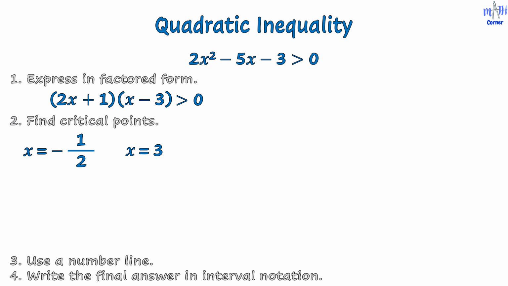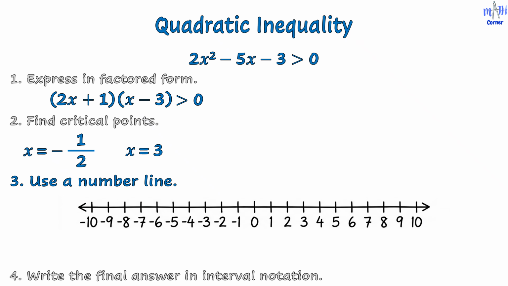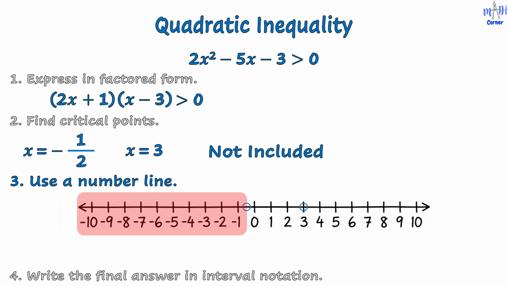On a number line, mark negative 1/2 and positive 3. Since the symbol is greater than, we will be using open circles. It means that negative 1/2 and 3 are not included. These 2 points divide the number line into 3 intervals. X is less than negative 1/2. X is between negative 1/2 and 3. And x is greater than 3.